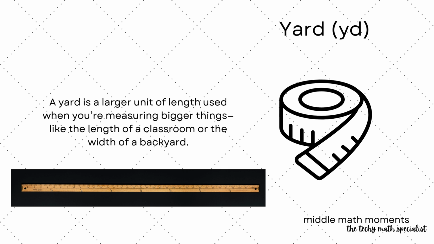Think about a football field. It's 100 yards long. Or, if you've ever seen a piece of fabric being measured, it's often measured in yards. Most large tables are about 1 yard in length. The yard is useful for measuring larger objects or distances. You'll find it being used for things like fabric, sports fields, or even the height of a fence.